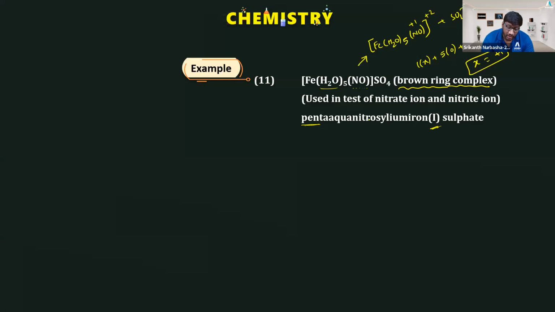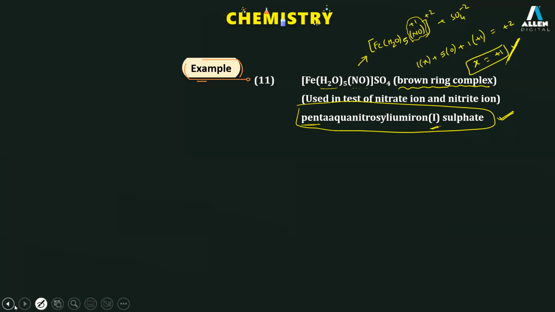That is important. The oxidation state of iron is 1, and we have also seen the calculation of oxidation state. This oxidation state of iron, 1, you can remember. If you remember this, you can easily figure out what type of ligand is present, NO or NO+. So pentaaquanitrosyliumiron(I) sulfate is the correct IUPAC name. And the oxidation state of iron in the brown ring complex is +1.